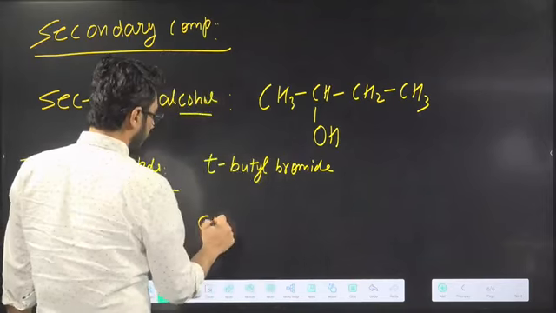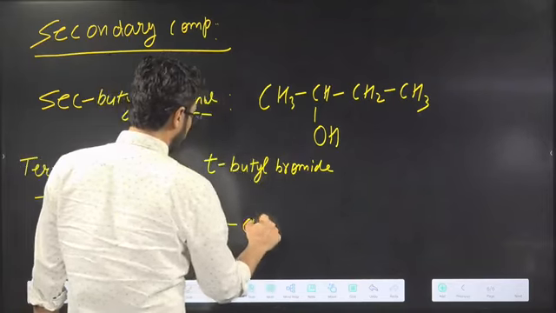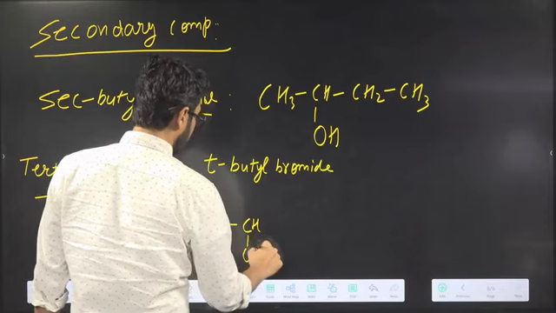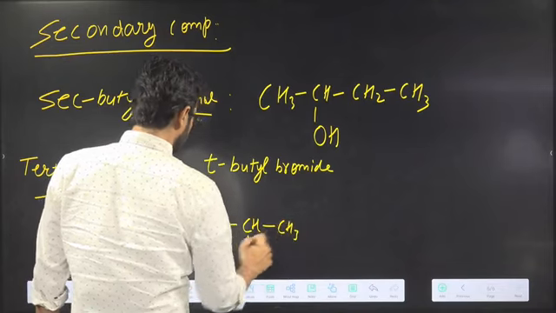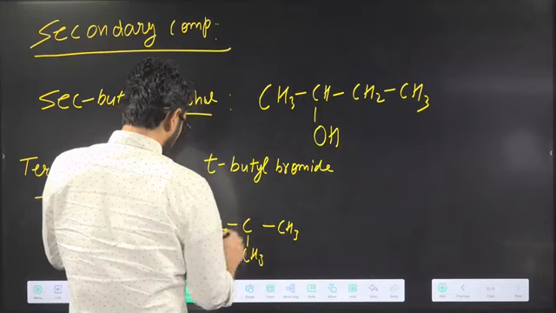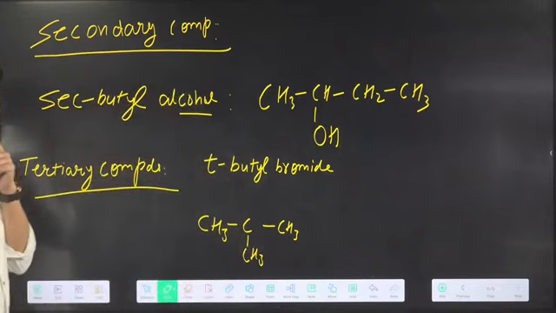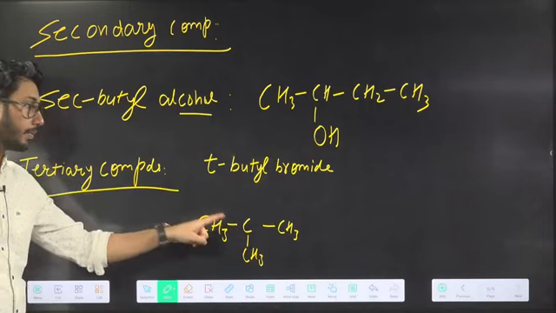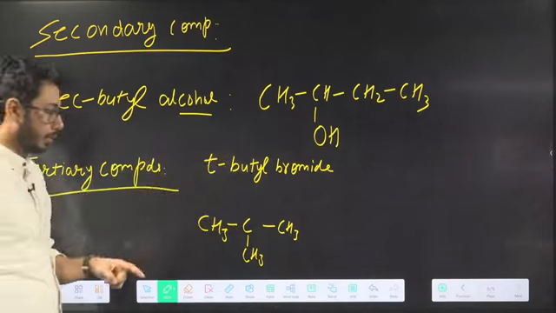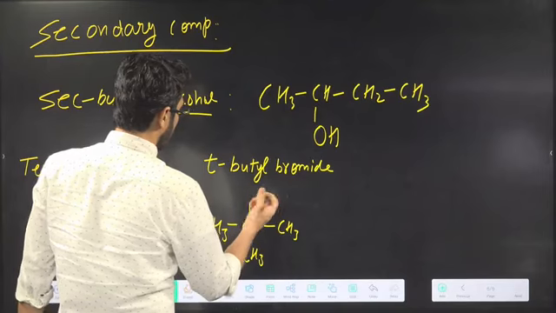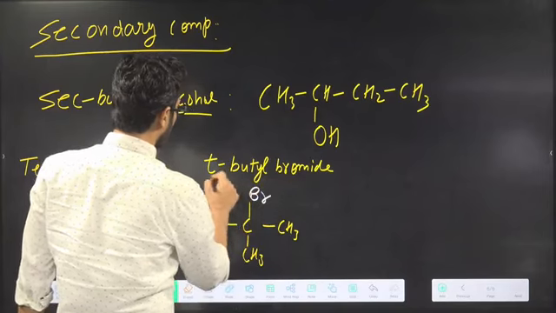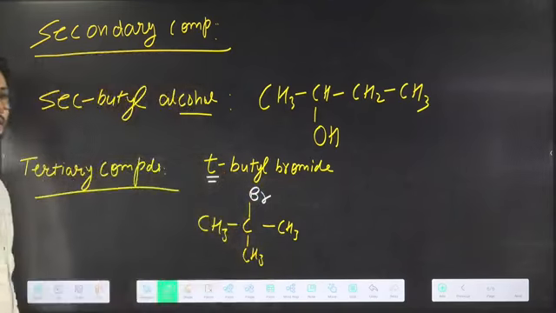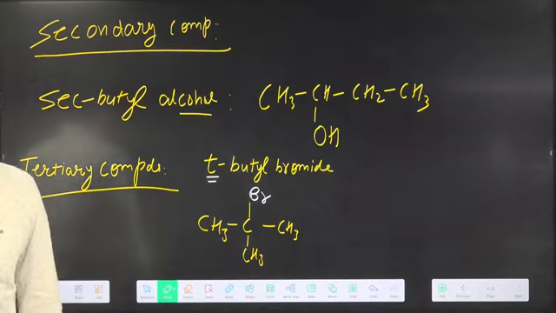So structure will be, write down the 4 carbon with 1 tertiary carbon there. This is tertiary carbon which is bonded to 3 other carbons. On this carbon, there will be bromide. So you will write on tertiary carbon bromide. That is the meaning of tertiary compounds.